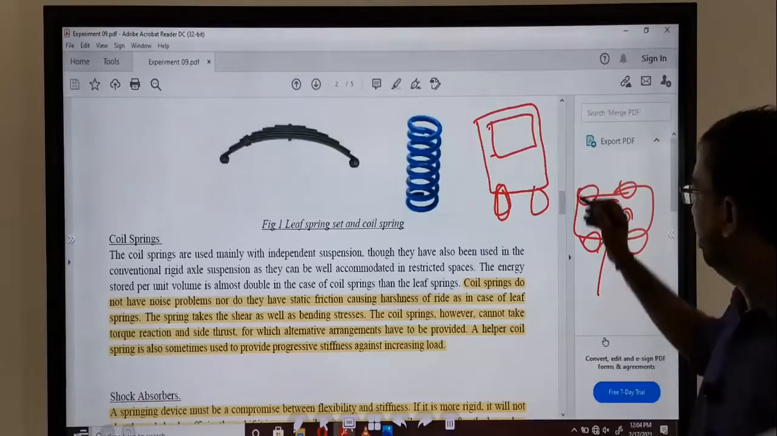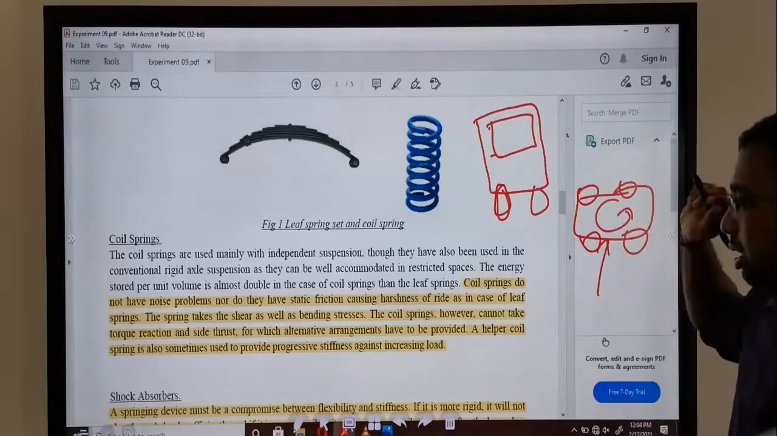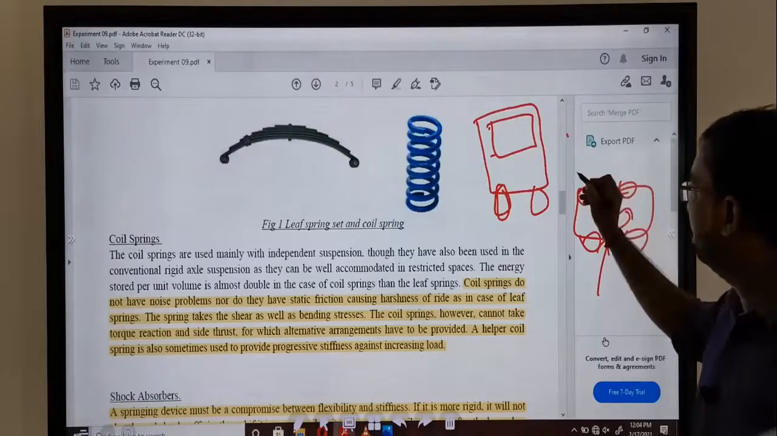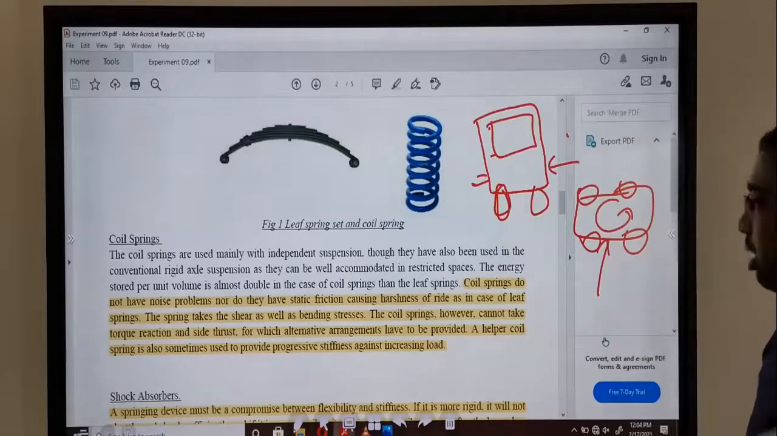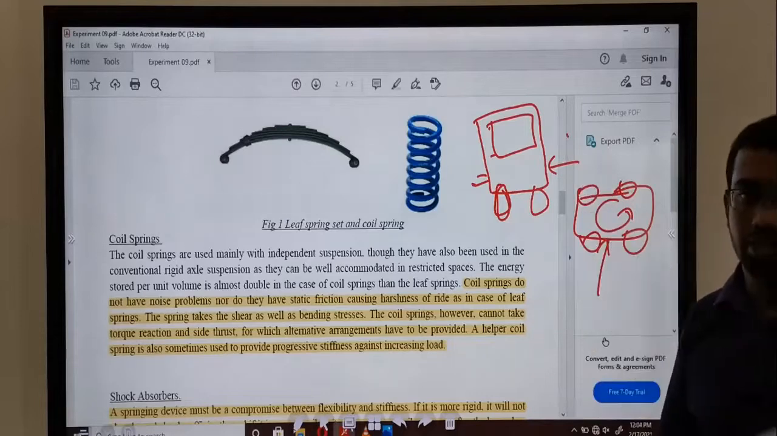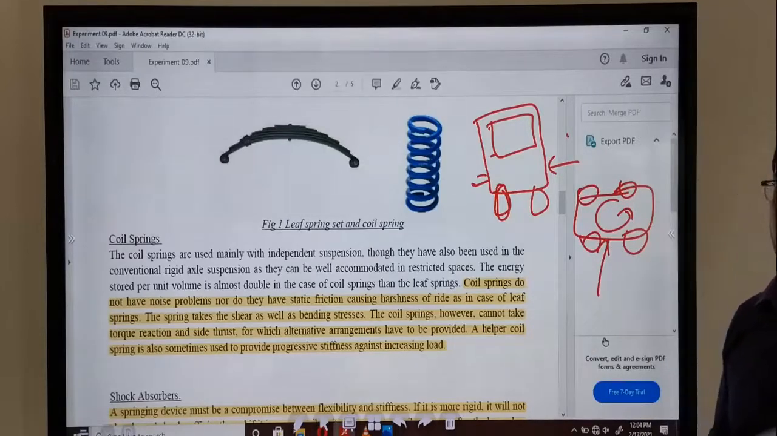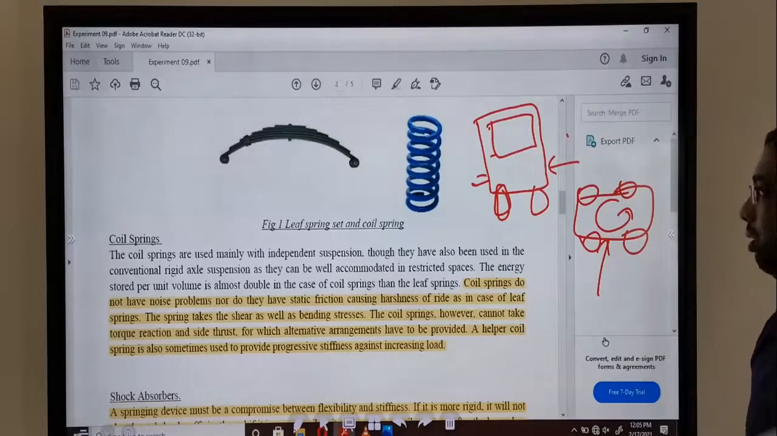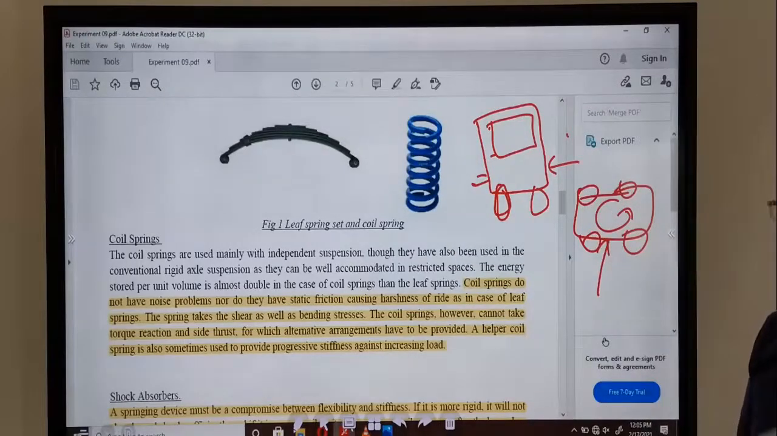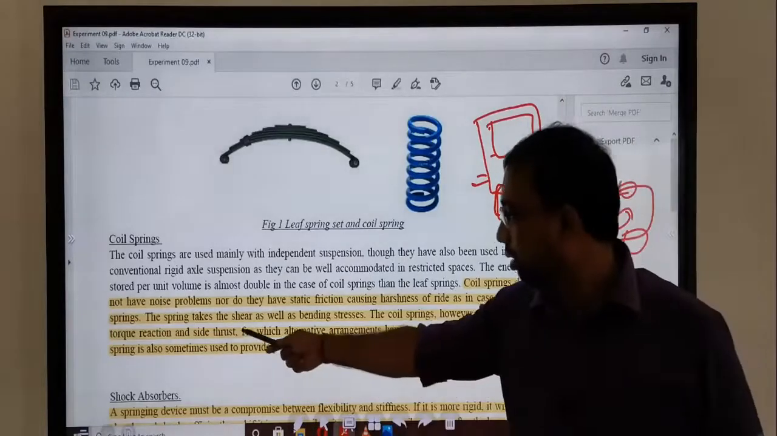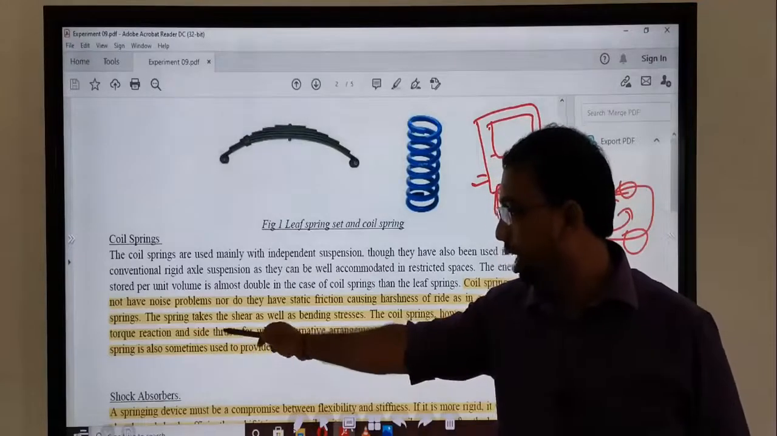That means this kind of side thrust is obtained. These types of heavy vehicles normally use leaf springs. If you notice, most heavy vehicles use leaf springs, because leaf springs can give more balance against this torque reaction and side thrust.